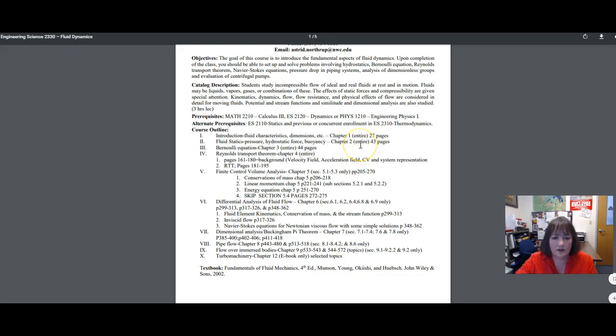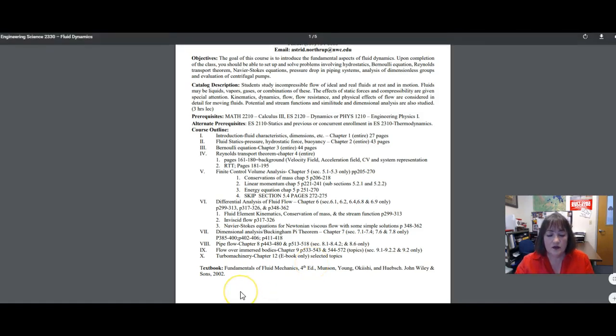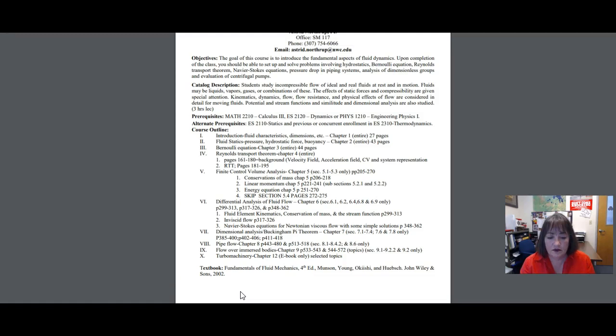So the parts of the material that we cover are chapters 1 through 9, and we have some selected topics in chapter 12. All of these chapters are available on the Moodle page, and as you can see, we don't necessarily cover every page of every chapter, but I've broken it up by sections or pages for each one of those. The textbook is The Fundamentals of Fluid Mechanics, the 4th edition by Munson, Young, Okishi, and Hewitt from John Wiley & Sons. It was published in 2002.